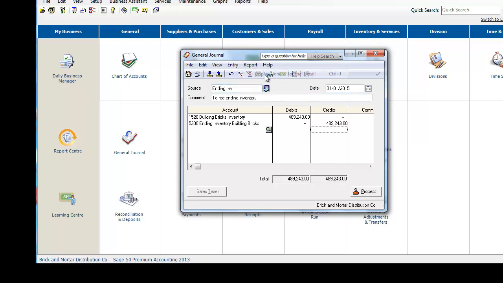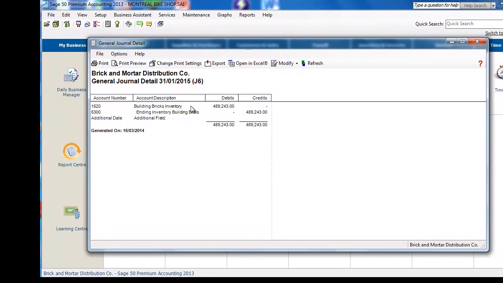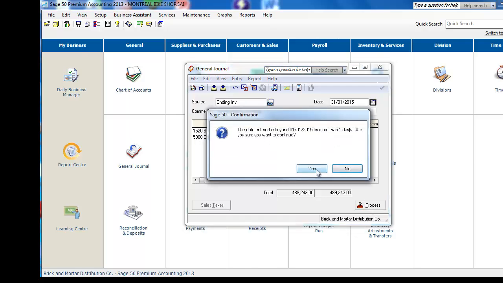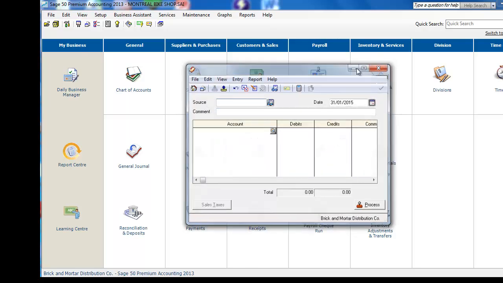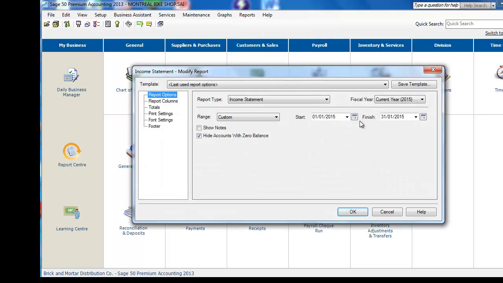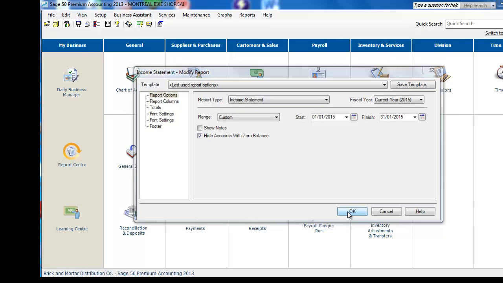First, I want you to see a visual. The visual is debit bricks inventory on the balance sheet, and credit ending inventory on the income statement of $489,243. And the moment we post this entry, we say yes, we want to continue. Let us look at the income statement first. Our income statement from the 1st to the 31st of January.